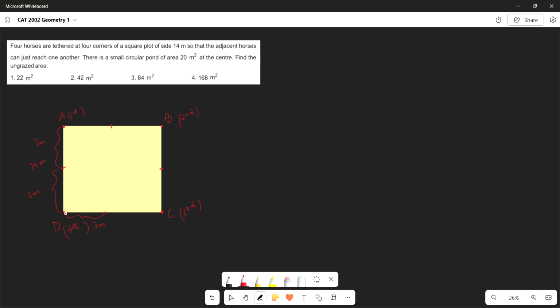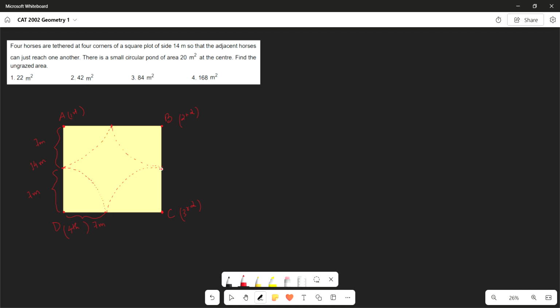Now from this corner it will also be able to go 7 meters in any direction inside the square field. So it will form a quarter of a circle, because the distance will be 7 meters from point D in whichever direction the horse moves. The maximum distance that it can move will be 7 meters. Similarly, this will also be another quarter of a circle, this will also be another quarter of a circle, and this will be another quarter of a circle.